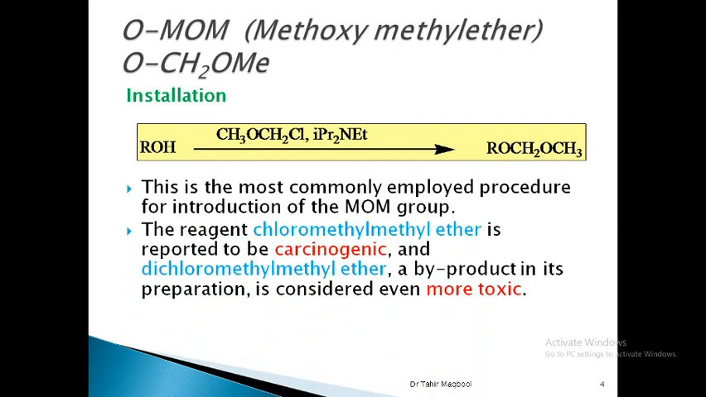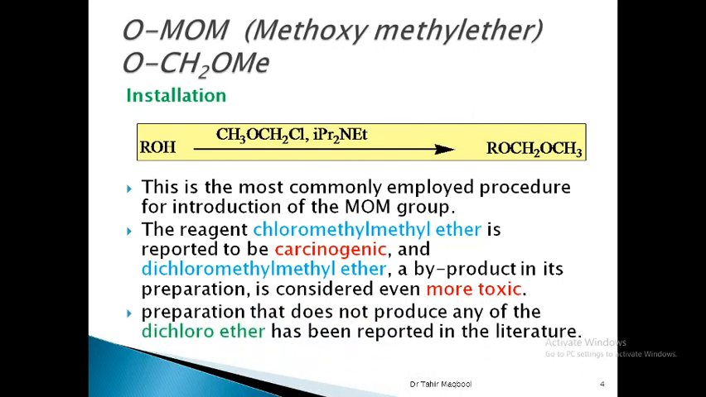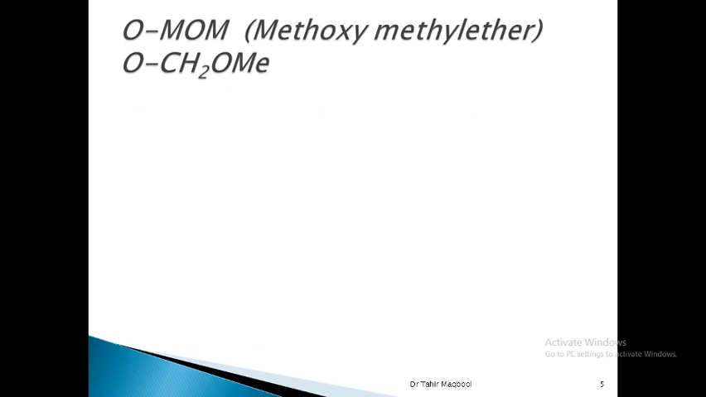However, there is a drawback. The chlorodimethyl ether, that is the reagent which is being used for the protection, is reported to be carcinogenic. Similarly, in some cases there is a byproduct which is dichlorodimethyl ether, which is even more toxic. So in order to use this reagent for the protection of alcohols, you need to be much more careful. There are other preparations in which no byproduct like dichloroether has been reported. So you can also follow that method which is reported in the literature. But here I have only described the most common procedure.